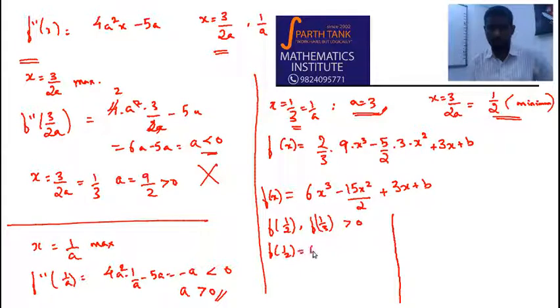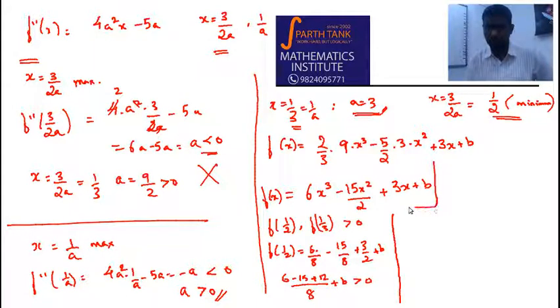f of 1 by 2 is 6 into 1 by 8 minus 15 into 1 by 4 by 2 is by 8 plus 3 by 2 plus b. So this would become, if this is 8, 12, so 6 minus 15 plus 12 by 8 plus b, and this is 3 by 8 plus b, which should be greater than 0. Let me continue here. 3 by 8 plus b greater than 0, or b greater than minus 3 by 8. Okay, first thing.